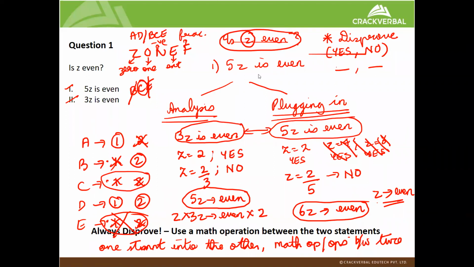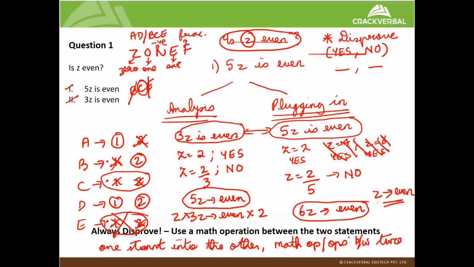Perfect. See, you could have also added the two statements here. Why didn't I choose addition? Because when I add the two statements here, I'm going to get information about 8z. See, I don't want information about 8z, right? I want information about z. On a data sufficiency, your working procedure should always be towards what the question asks you to find out, okay? Not anything else. You should be like a horse with blinkers, right? You should only look at the end goal in mind, and the end goal is about getting the information about z, not about anything else.